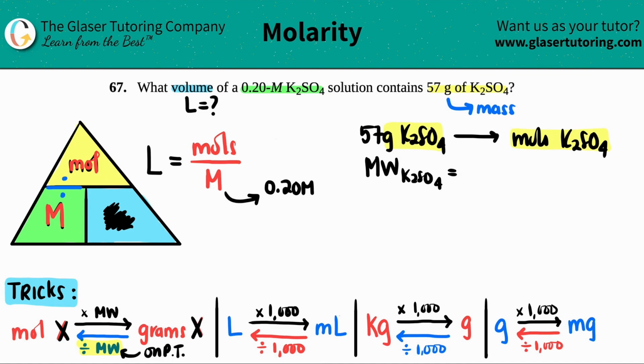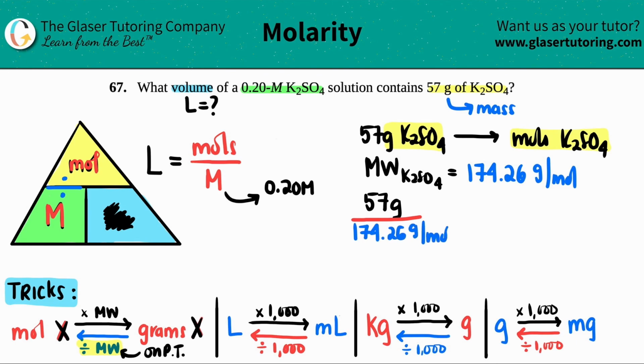So we got 2 potassiums, each weighing roughly 39. I got a sulfur, and then 4 oxygens. Yep, there are only 3 elements here. So the molecular weight is 174.26 grams per mole. Now we're ready to do the conversion. I take the grams that I have, the 57, and divide by the weight I just found to get the moles. So 57 grams divided by 174.26 grams per mole.